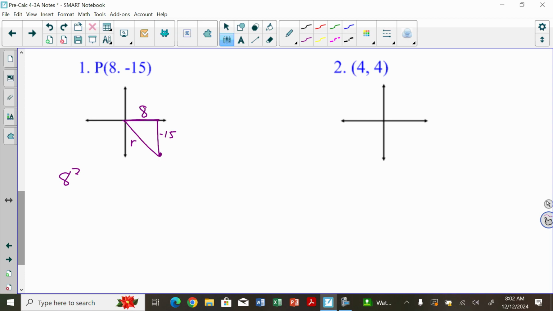So using that, 8 squared plus negative 15 squared equals r squared. And just doing that math here really quick, I end up getting 289. The square root of 289 equals r, so r is equal to 17.